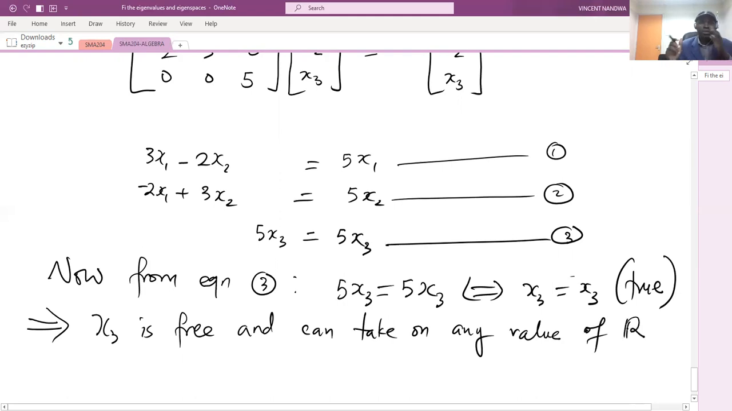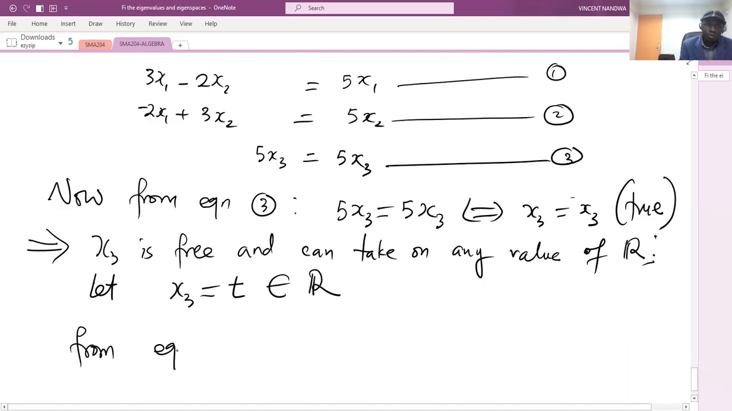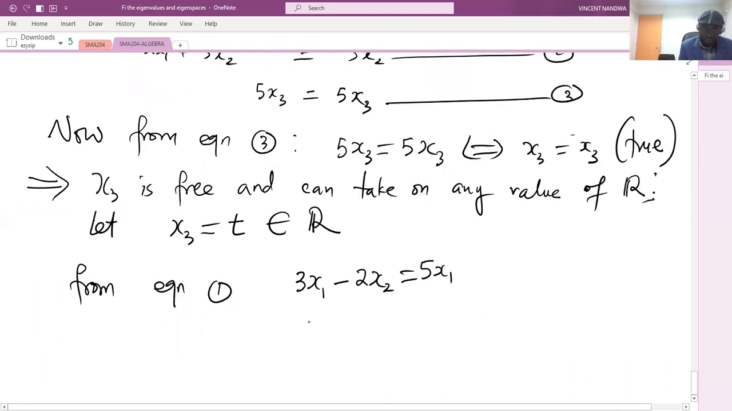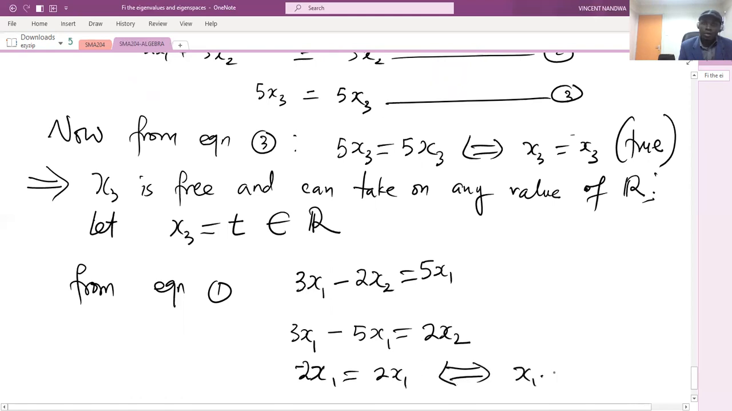Of real numbers, because remember we are dealing with a linear space whose scalars are the set of real numbers. So let x3 be t, where t is any real number. And then from equation 1, you see that 3x1 minus 2x2 equals 5x1. It's the same thing as saying 3x1 minus 5x1 equals 2x2, so minus 2x1 equals 2x2, which is the same as saying x1 equals minus x2.